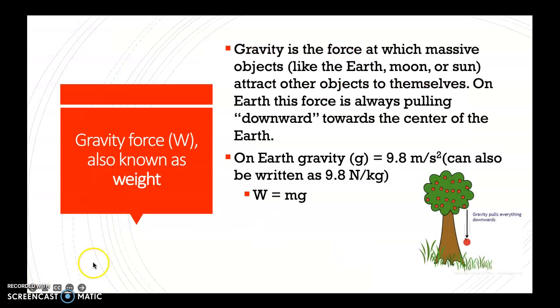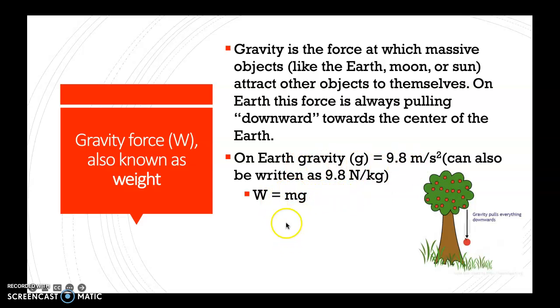All right, so gravity, this is the gravitational force, but we are going to call it weight. Gravity is the force which one massive object has on another object. So the Earth is pulling us downward towards the center with gravity. On Earth, gravity is 9.8 meters per second squared. We should remember gravity is an acceleration, whereas what we call weight is actually a force. So we have this equation: weight equals mass times gravity. So on Earth, gravity is 9.8.